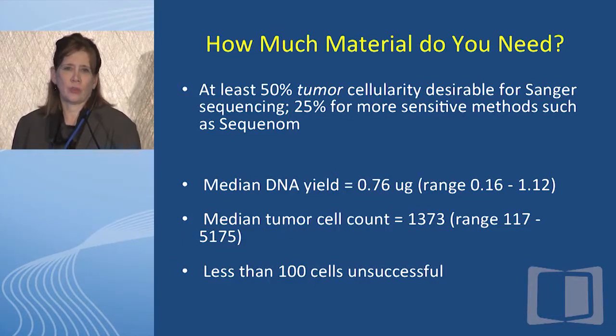oncologist, the interventionalist, etc. How much material do you need? People ask me this question all the time because people are under the impression that cytology is not suitable for molecular studies. That is completely wrong. Cytology is very suitable, and I give them kind of a flip, sarcastic answer, and I say 117 cells is what I need. What we did was actually count the tumor cells in a little study that we did, and our median number of cells was about 1,300, and the successful range in the specimens that we used was between 117 and 5,000 tumor cells.